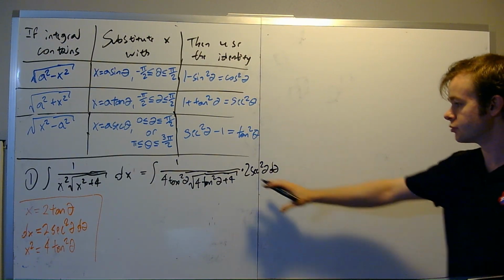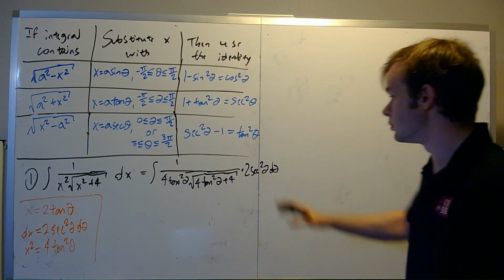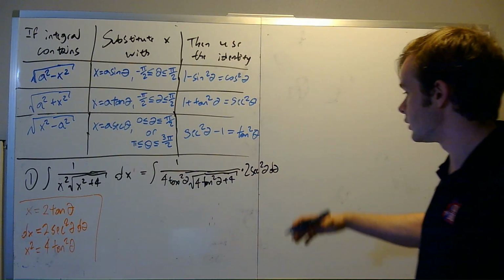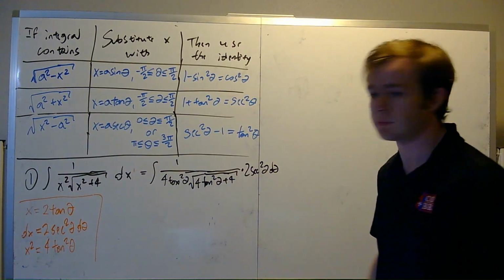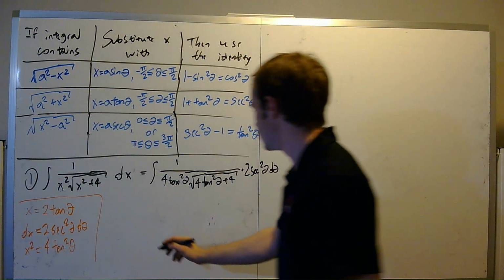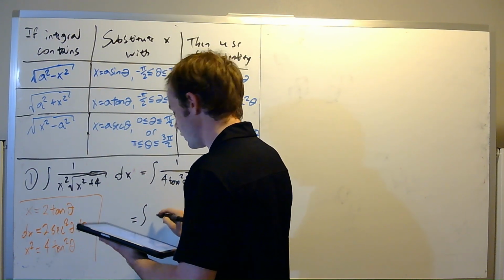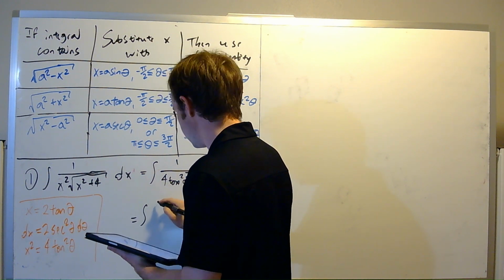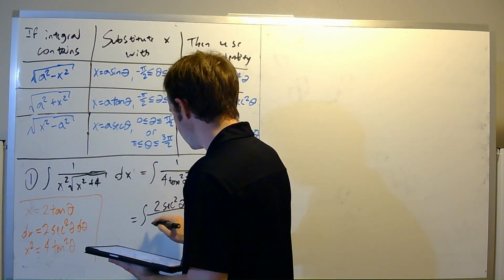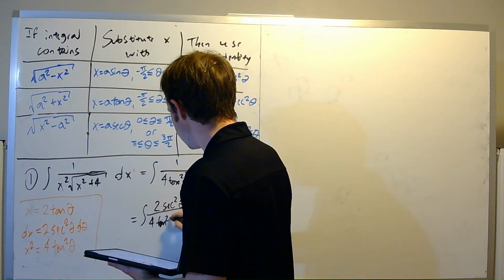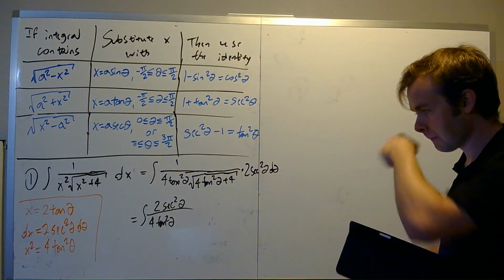Okay, so this is what we've replaced our integral with. And you may say, well, this looks significantly more complicated, but we're just going to work with this a bit, and eventually we'll use this trigonometric identity it said to use in order to simplify this down a little bit. So notice here that we can rewrite this as 2 secant squared theta over 4 tangent squared theta. Right, so I've just pulled this part into the numerator of the fraction.